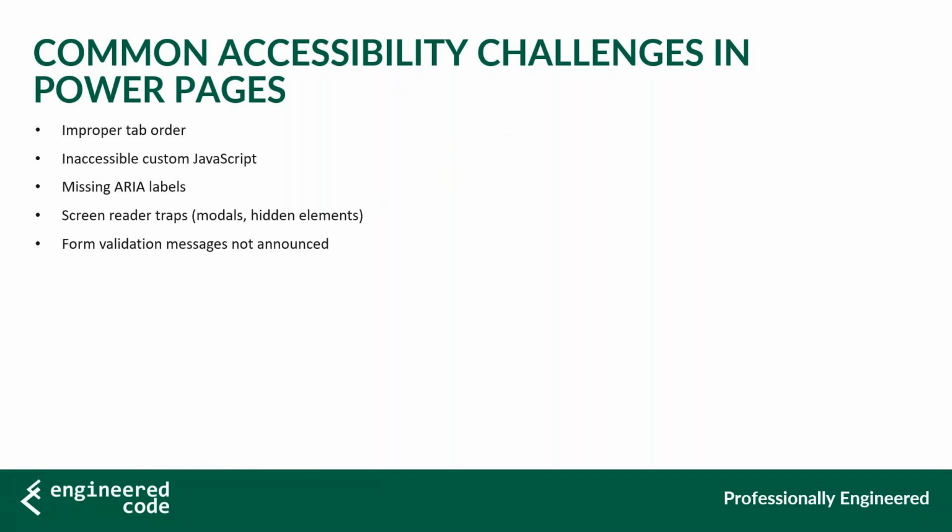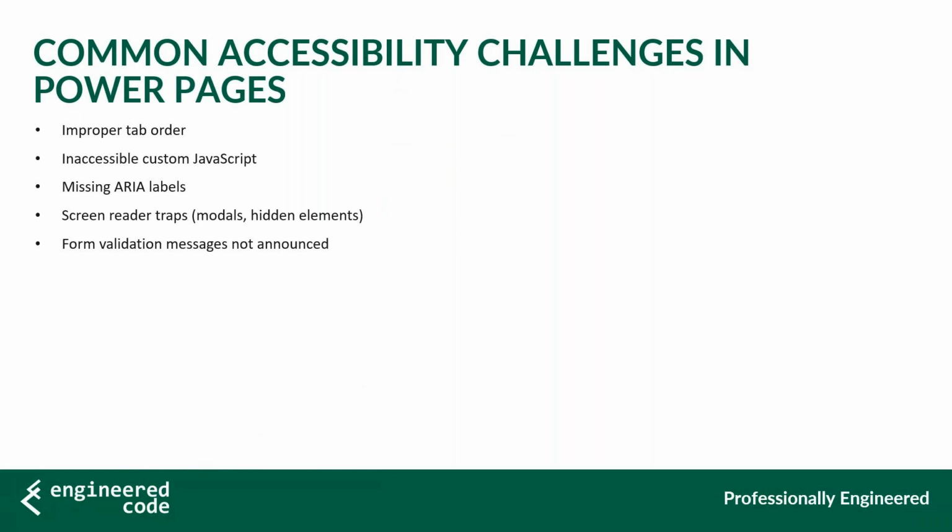Second is custom JavaScript hijacking default behavior. When we use jQuery or vanilla JavaScript to show and hide elements, we often forget about focus management. We might toggle visibility, but forget to send that focus to the newly visible content, leaving keyboard or screen reader users stranded. Even a simple element.focus in your code can make a huge difference, but it has to be intentional.